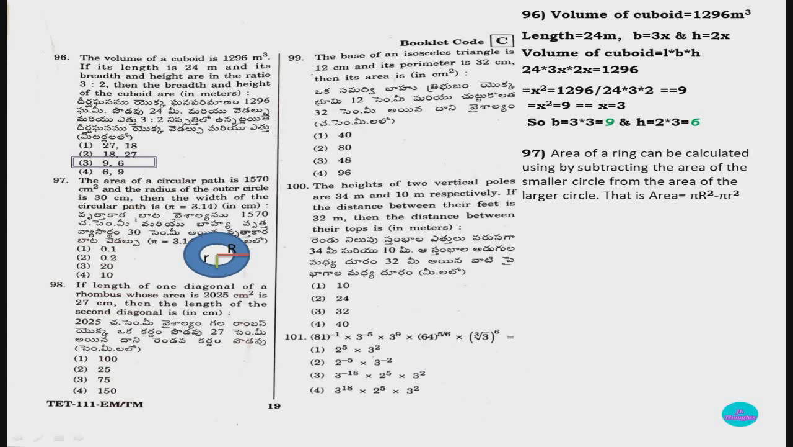So pi R square minus pi r square. The first radius we are considering as capital R and the second radius we are considering as small r. So pi is common in that, so pi into R square minus r square.